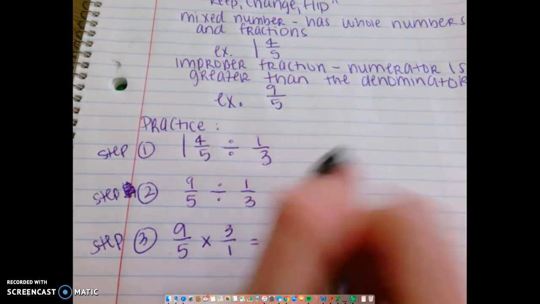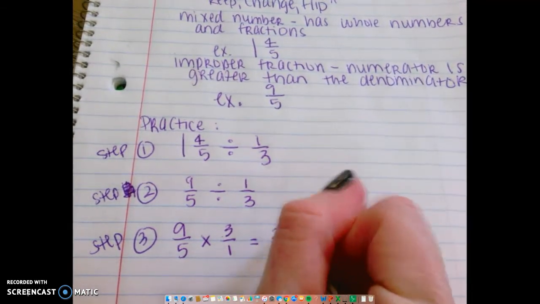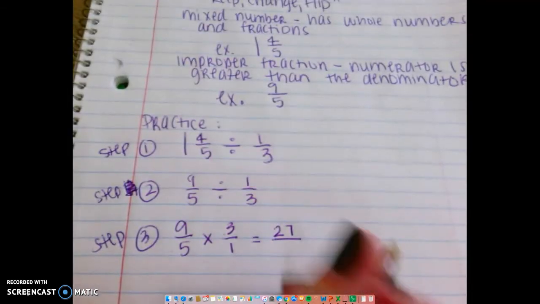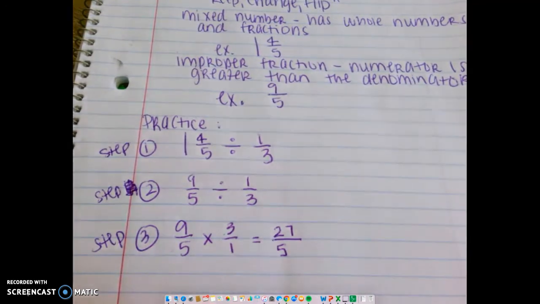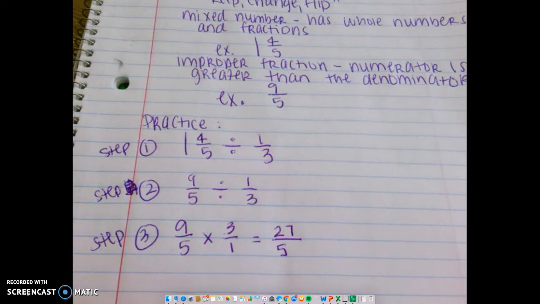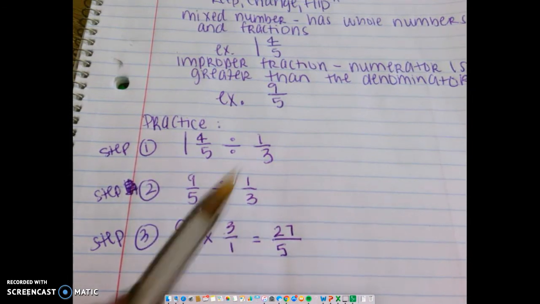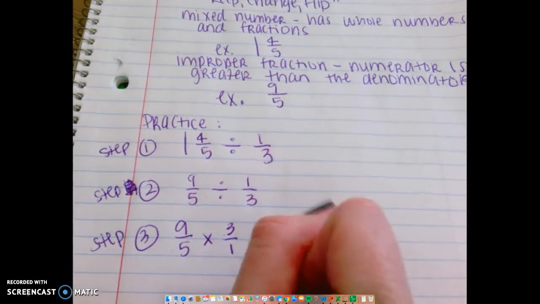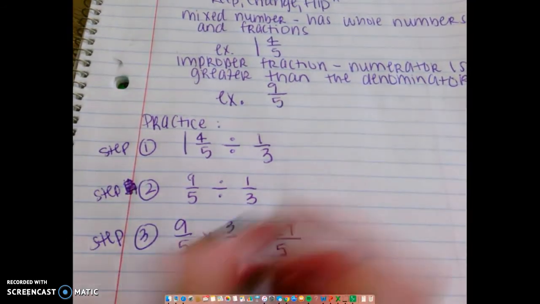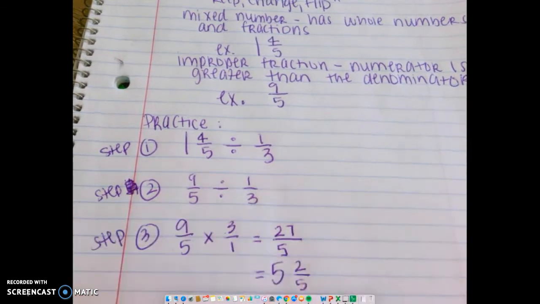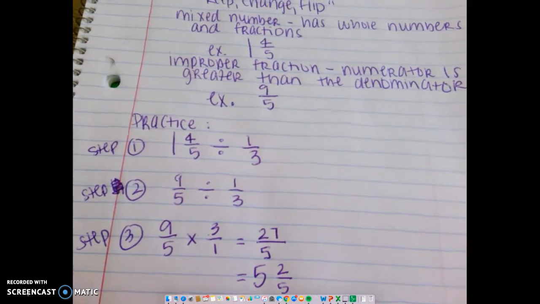We know 9 times 3 is 27. 5 times 1 is 5. And as we did in last class and on the homework, if our answer is an improper fraction, we should put it back into a mixed number. So we ask ourselves, how many times does 5 go into 27? 5 goes into 27 5 times, and there are 2 left over, and it still takes 5 to make a whole group.